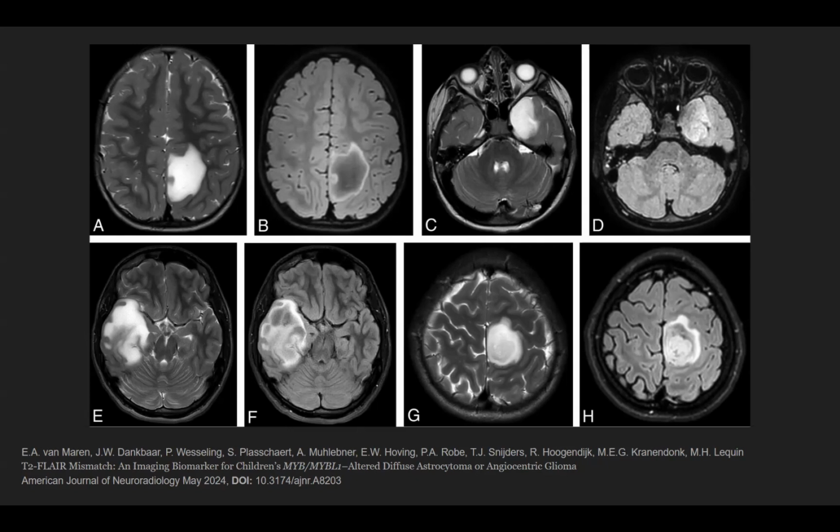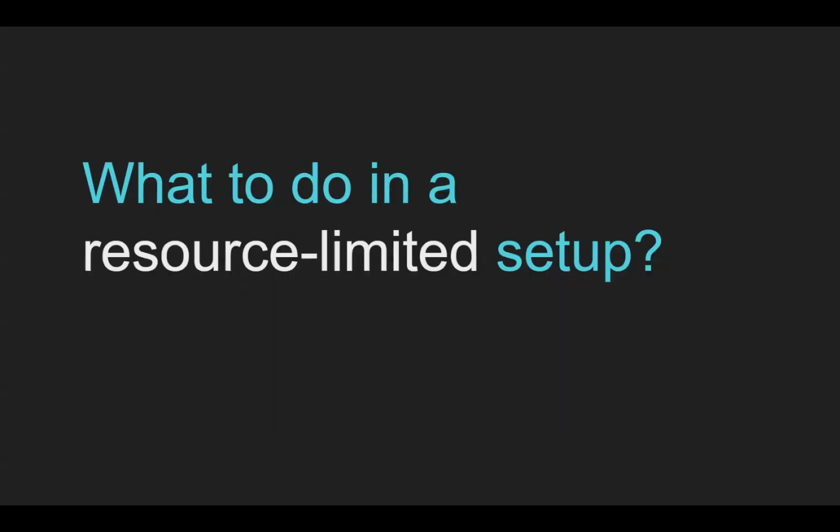But if you see this in a younger patient, and sometimes very, very rarely we can see the fireworks sign as well, then this is likely pointing to the diffuse low-grade gliomas of pediatric origin. So what to do in a resource-limited setup?